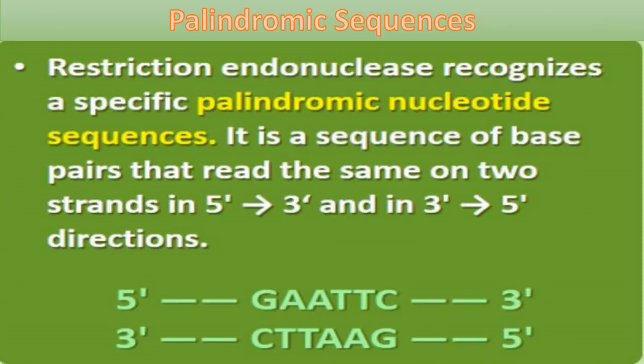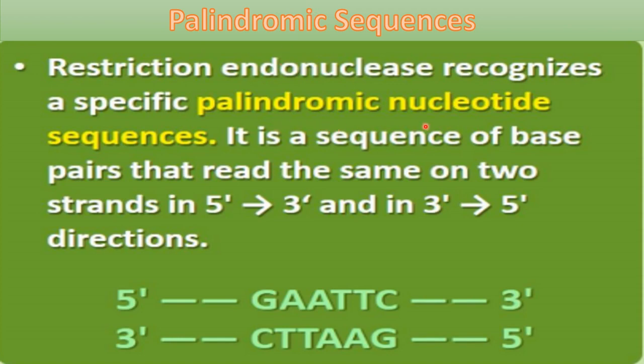The next topic is palindromic sequences. In the previous lecture we were discussing recognition sequences, that there are some sequences on DNA to which restriction endonucleases bind, and only at that site can those enzymes cut the DNA. So restriction endonucleases recognize specific palindromic nucleotide sequences which are present in DNA. So which sequences are recognized by restriction endonucleases? These are palindromic nucleotide sequences.